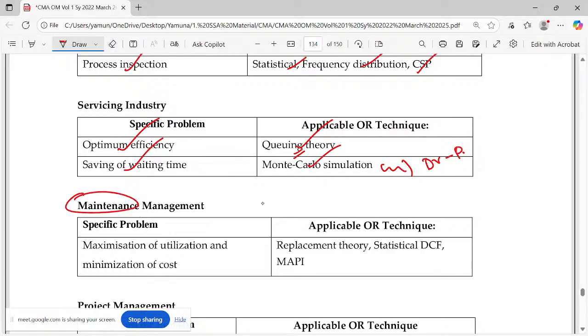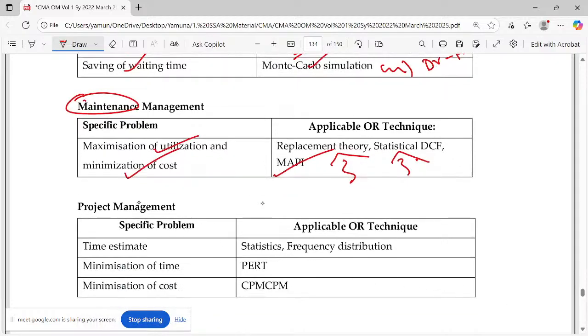If you go for maintenance management, if your problem is of maximization of utilization and minimization of cost, yes, you can go for replacement theory or statistical DCF or MAPI methods or average index search. Project management side, if the specific problem is time estimate, then statistics and frequency distribution. If the problem is minimization of time, PERT method. If the specific problem is minimization of cost, CPM method. Okay, CPM method.